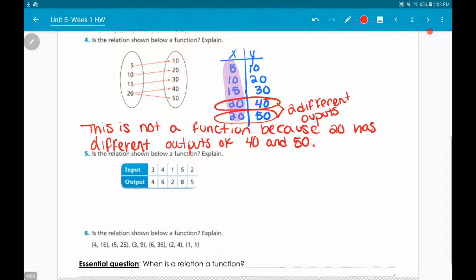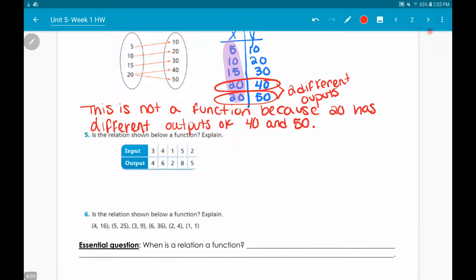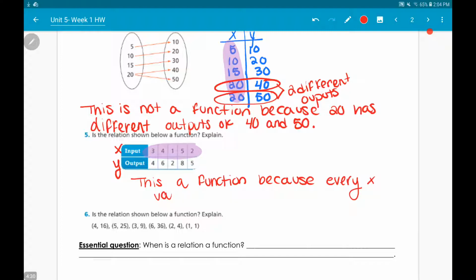All right, let's look at number 5. They're giving us the inputs and outputs already in a table. So I'm going to go ahead and scan my x values or my inputs. Are any repeating? No, they are not repeating, so that means this is a function because every x value has its own or unique y value.